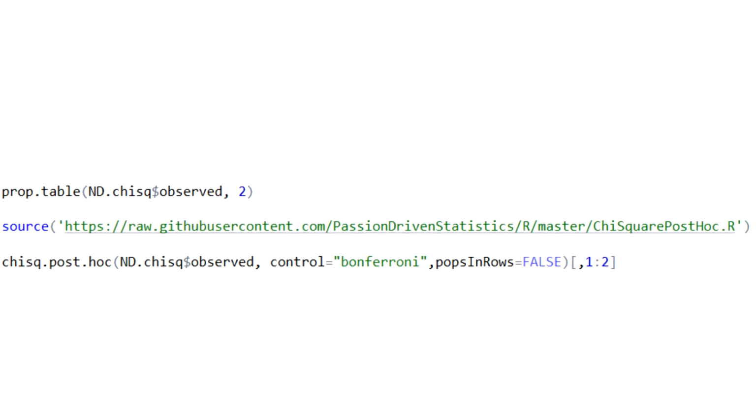So your code reads chisq.post.hoc(nd.chisq$observed, control = "Bonferroni", props.rows = FALSE)[, 1:2].